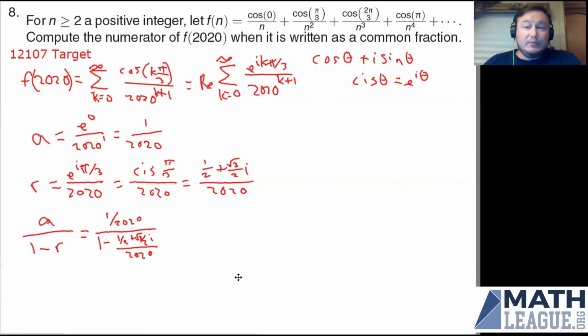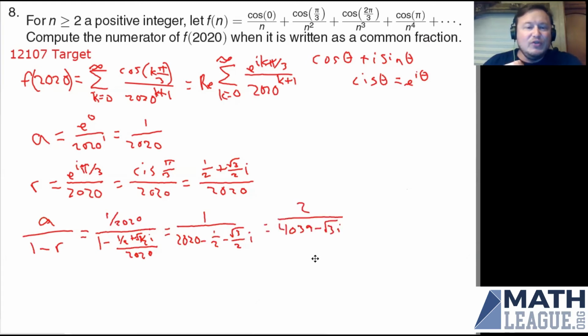The first thing we can do is multiply the top and bottom by 2020, and it's going to start to look like this. I still have fractions inside of fractions, so let me multiply the top and the bottom by 2, and it's going to look like this. Notice the 4,039 came from multiplying this by 2. That's 4,040 minus a half times 2, which is 1. 4,040 minus 1 does give you 4,039. Okay, that's our sum.